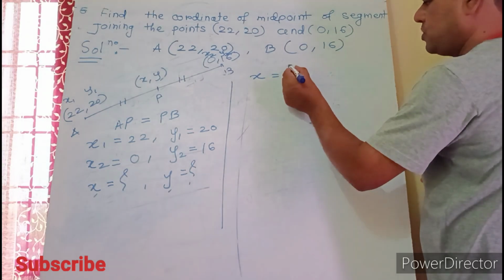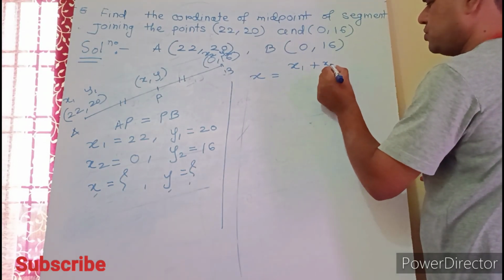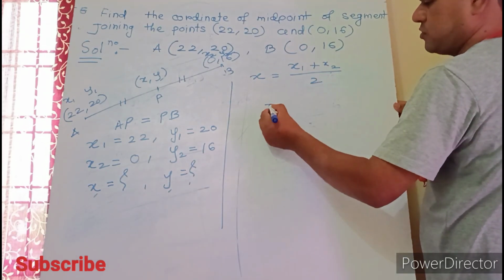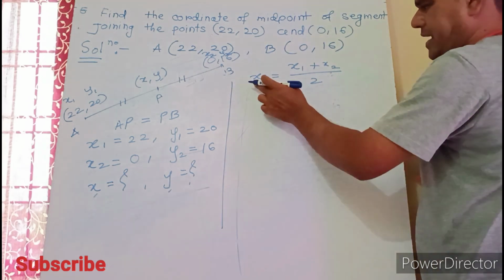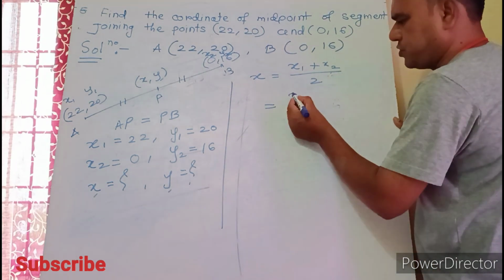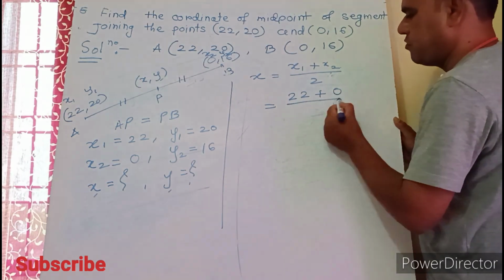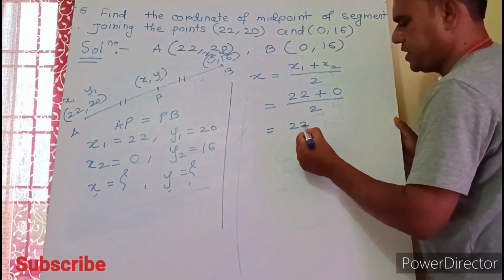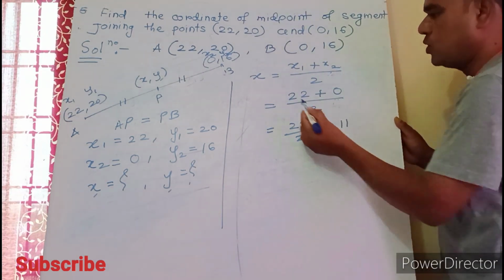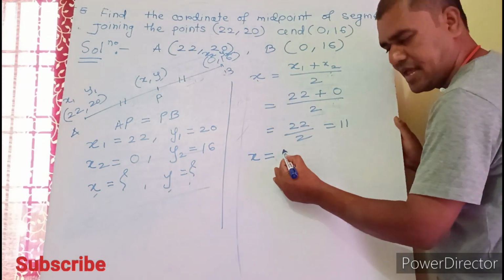Therefore, x will be equal to (x1 plus x2) divided by 2. Now the value of x we have to calculate. The x1 is 22 plus the value of x2, that is 0, divided by 2, that is 22 divided by 2 equals 11. We get the value of x equals 11.